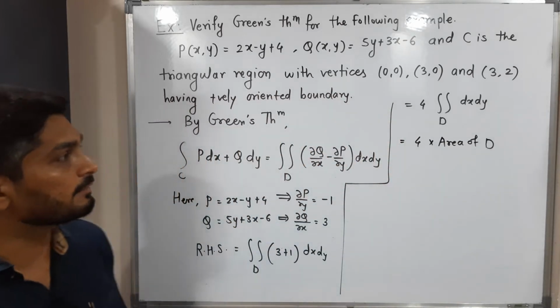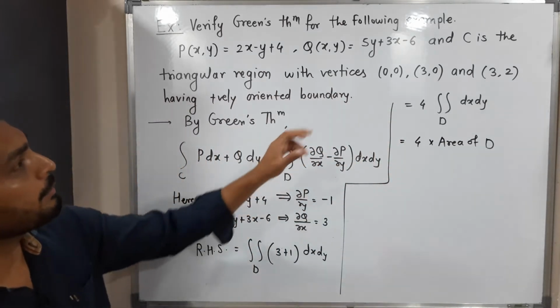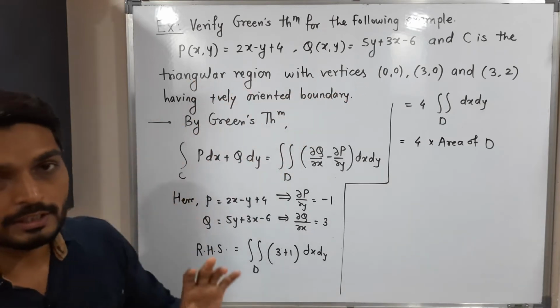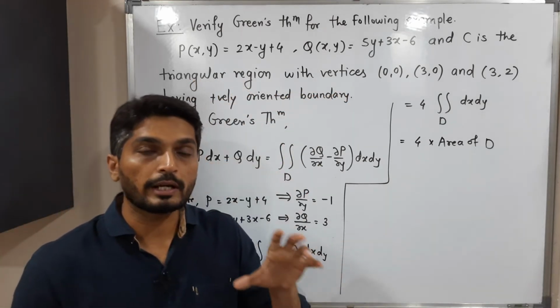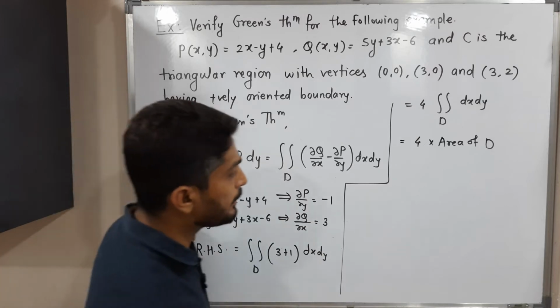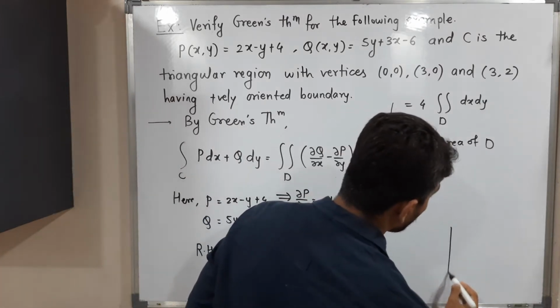Okay, so let us see what is the given region we have. What have they mentioned? C is a triangular region. C is the boundary of that triangle. So that means D is that triangle. So let me draw here so you can easily understand.